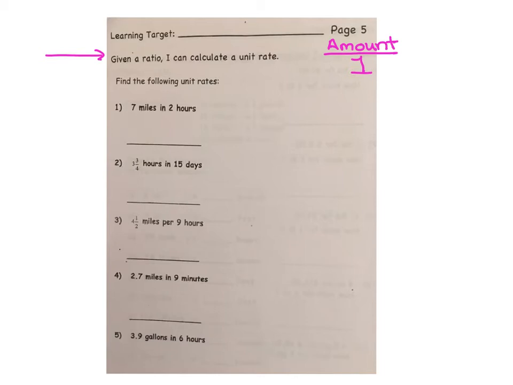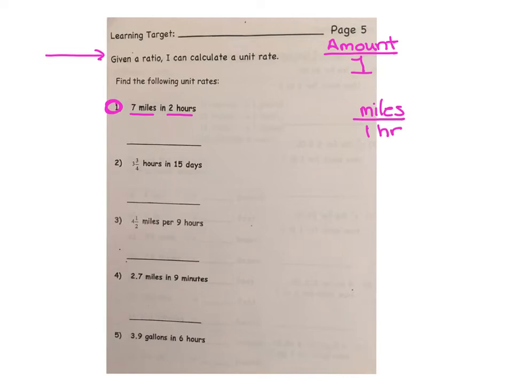Let's take a look at the units we've been given in number 1. It says, find the following unit rates. As we tackle some of these problems, you will see that there are some complex fractions that will have to be dealt with. But let's take a look at number 1. For number 1, we're given 7 miles in 2 hours. For the unit rate, we need to find how many miles per 1 hour.